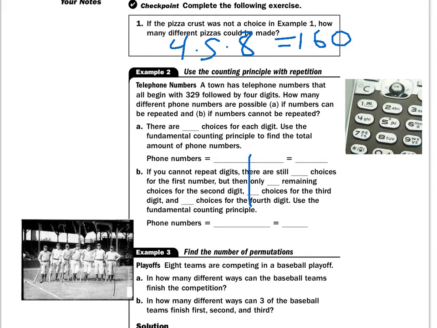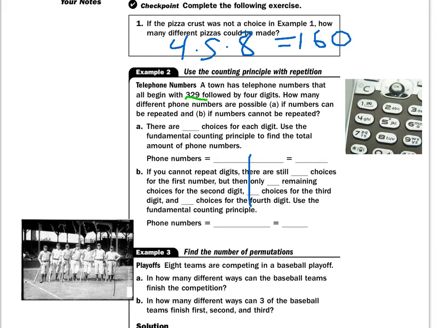Let's change colors here. Telephone numbers. So I went and got my little telephone numbers, and it says a town has telephone numbers that all begin with 329, and then they're followed by 4 digits. You know, kind of like we have around our area, 554s and 698s and those. So this one town probably doesn't have a ton of people in it. They all start with 329. How many different phone numbers are possible if numbers can be repeated and if numbers cannot be repeated?